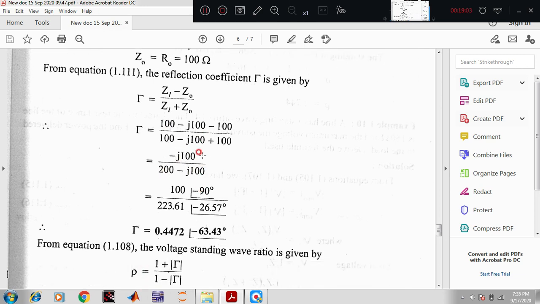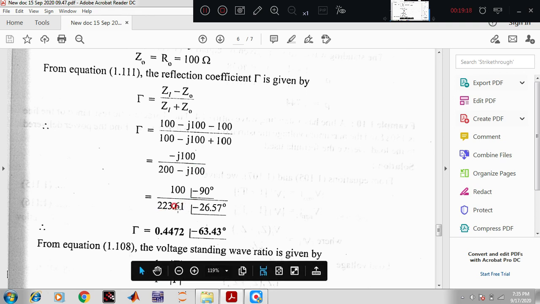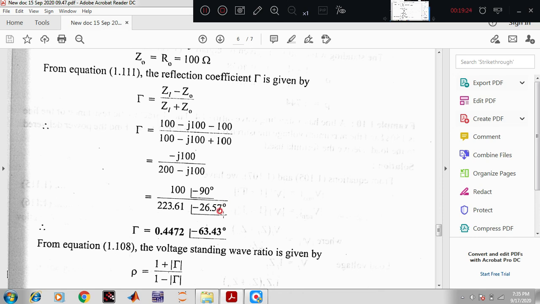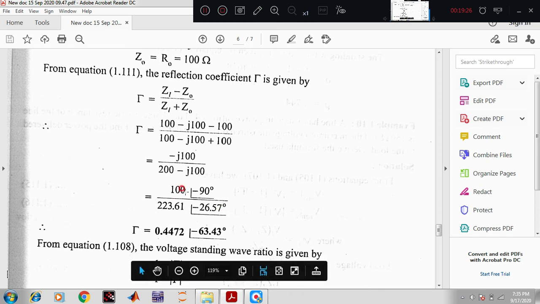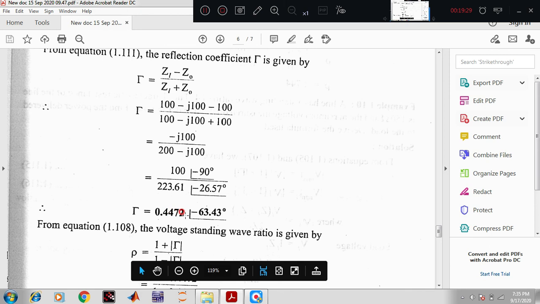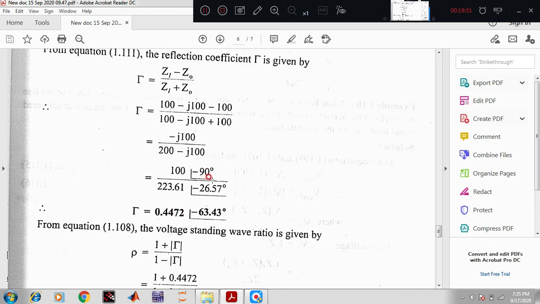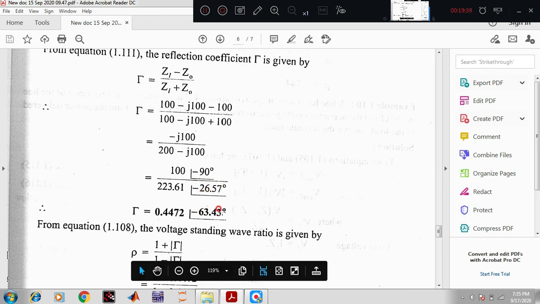So they are in rectangular form. For simplification, you convert this rectangular form into polar form. So you will get magnitude 100 with a phase of minus 90 degrees, and for the denominator you will get magnitude 223.61 with a phase of minus 26.57 degrees. You divide these magnitudes, you will get 0.4472, and subtract the phases because they are in division form: minus 90 degrees minus of minus 26.57, you will get minus 63.43.